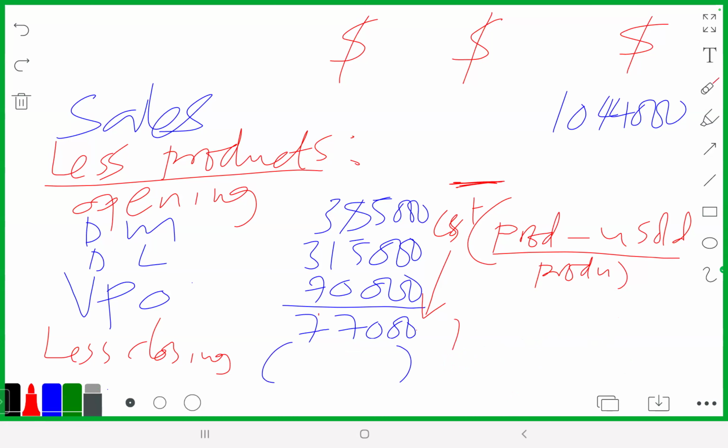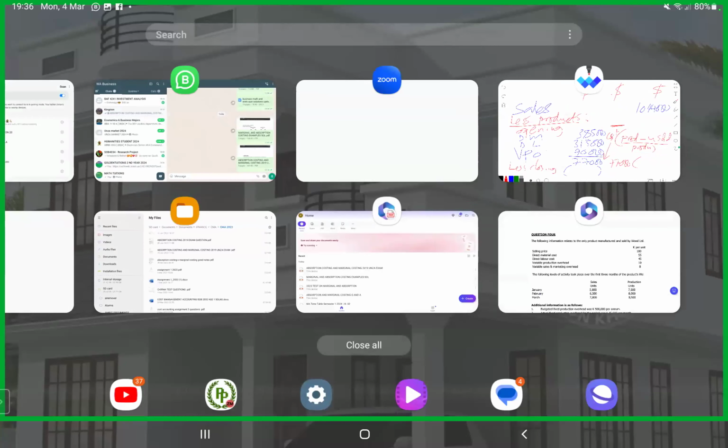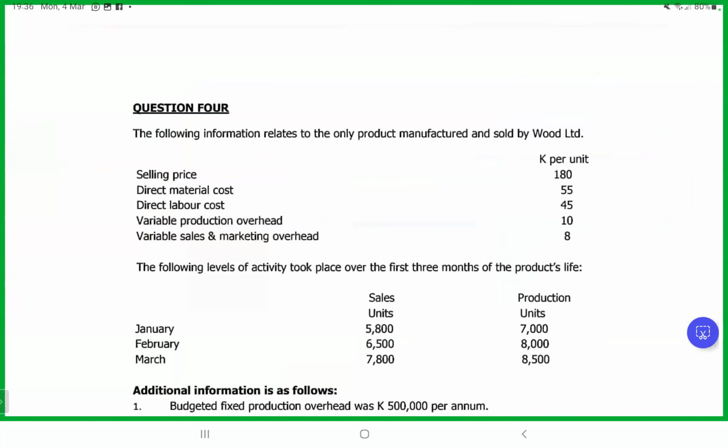And how much is the cost? The cost is 77,000 multiplied by the difference between what has been produced and what has been sold in this period. What has been produced and what has been sold. How much has been produced? 7,000 units and sales 5,800.